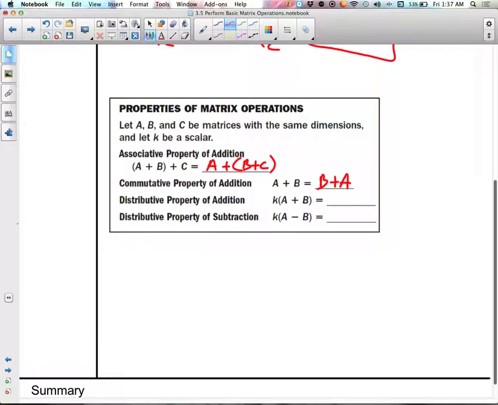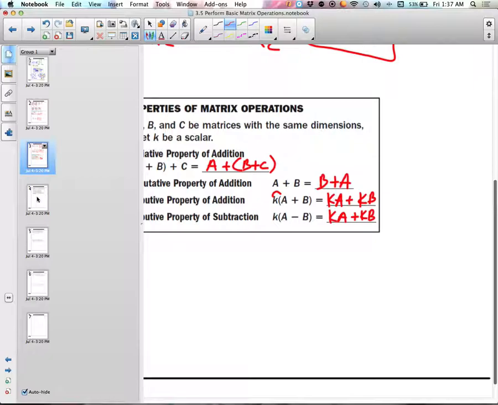The distributive property also holds true for two matrices. If I have a scalar K times the sum of matrix A plus matrix B, I can distribute the scalar, and that would be the same as saying K times matrix A plus K times matrix B. And that also holds true for subtraction. So we'll take these properties and we'll apply them to an example here.